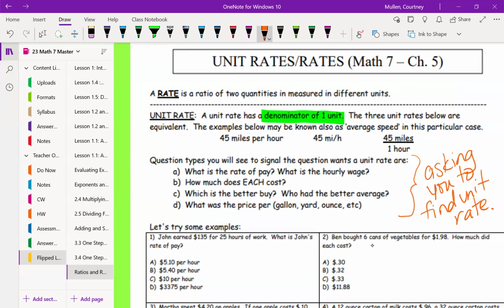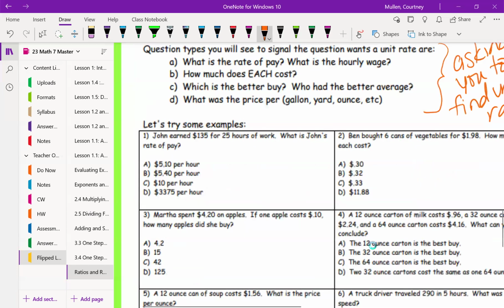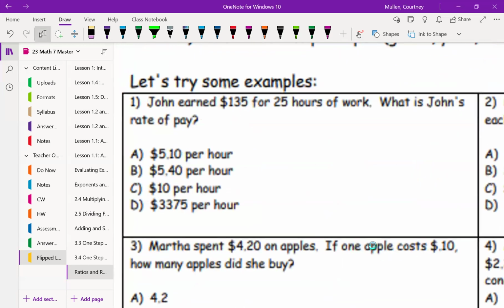All right, so let's try some examples. Do you have that calculator handy? I hope so. John earned $135 for 25 hours of work. What is John's rate of pay? Again, you see that rate of pay? That's asking us for the unit rate.